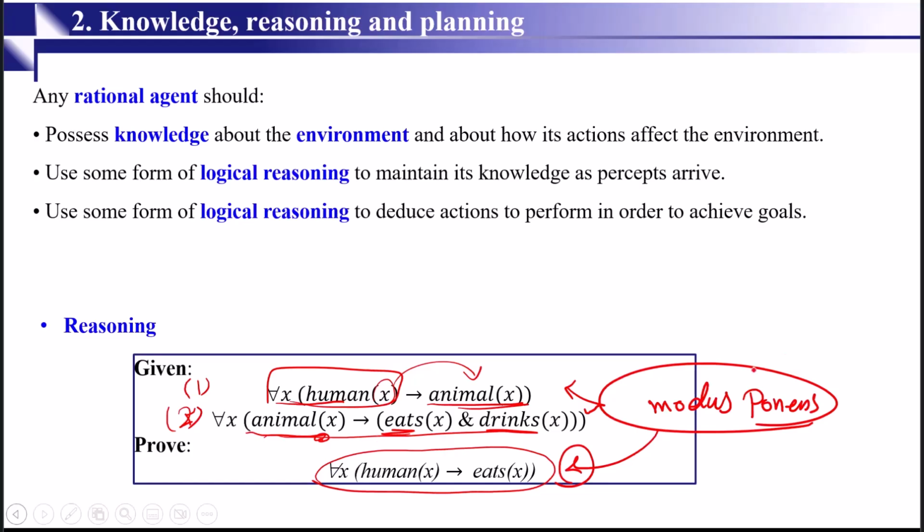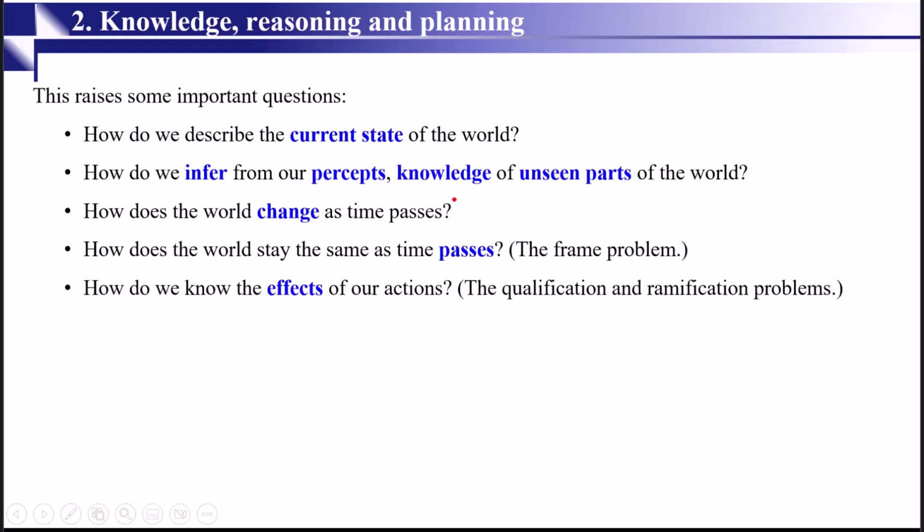Later, we will study several algorithms for this branch. There are several fundamental questions in the development of AI problems that deal with knowledge representation, reasoning, and planning. Let's try them one by one and see how we can solve them. The first one is, how do we describe the current state of the world? The world is the environment of our problem.